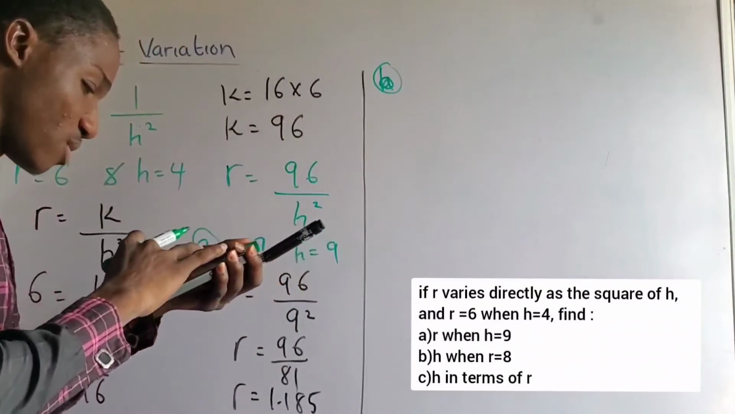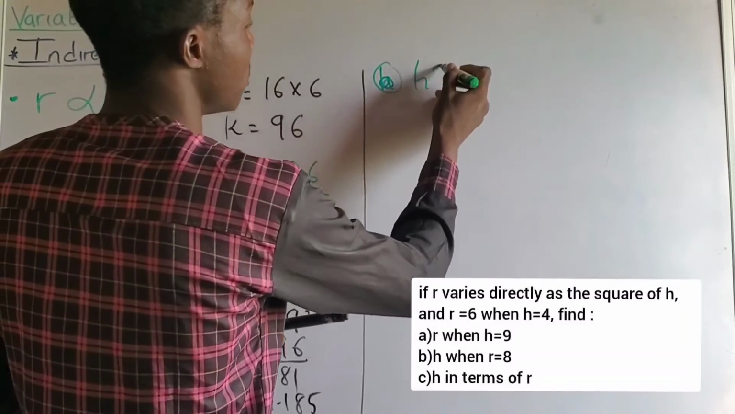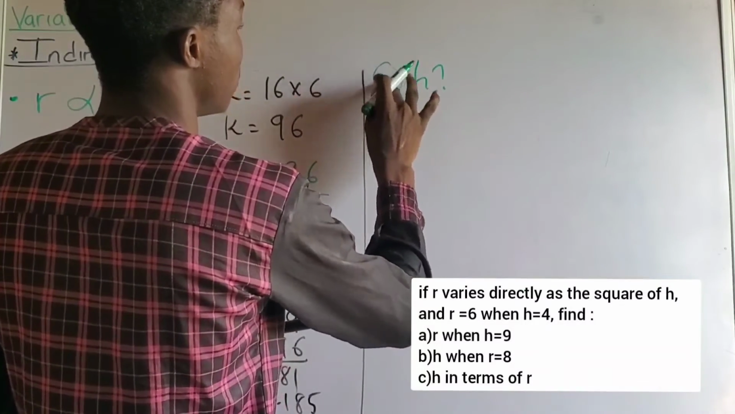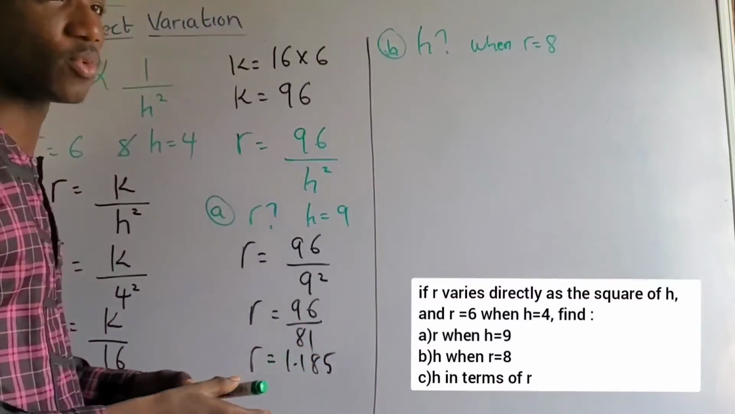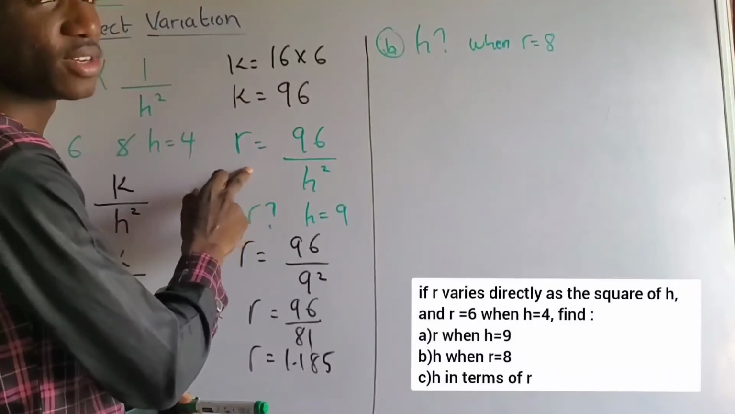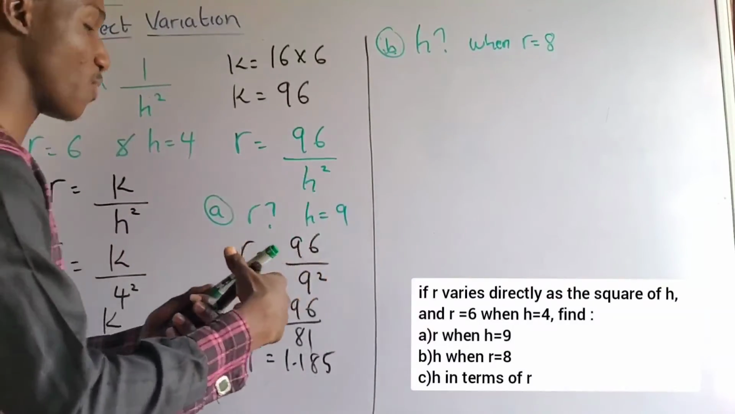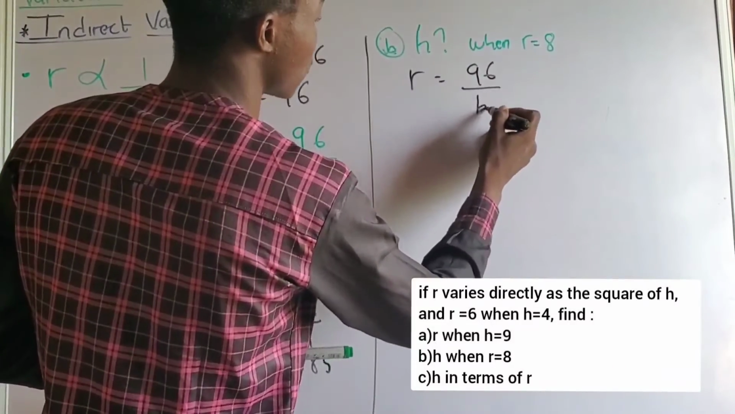We are asked to find the value of h when r is equal to 8. It's simple. All you have to do is just substitute the value of r as 8 in this relationship. You understand? Okay, so for this, since r equals 96 all over h squared, right?